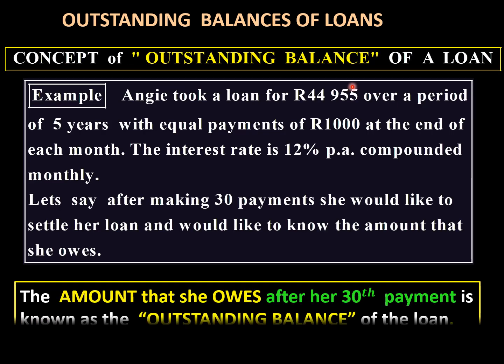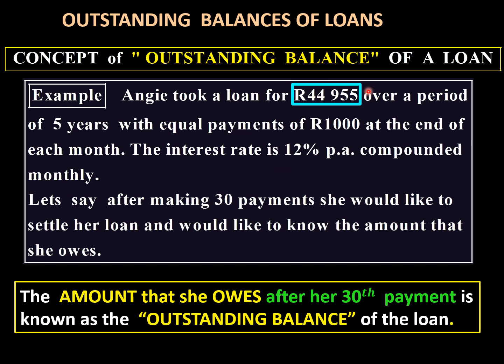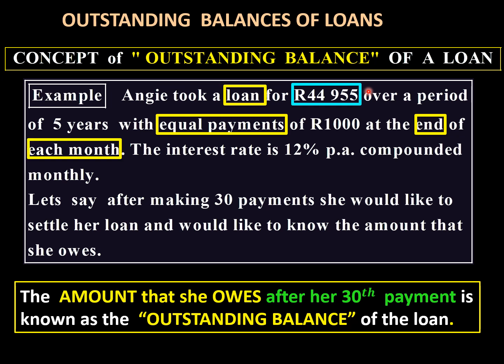Now we have Angie who took out a loan for 44,000, and she's taking it out with equal payments that she makes at the end of each month, right? And she's doing it over 5 years, and she pays 1,000 every month at the end of each month. And the interest rate is 12% per annum, compounded monthly. So we can see that this is an annuity. It's actually an ordinary annuity because payments are made at the end. That's quite normal there. And for 5 years of 12 months, she's supposed to make 60 payments.